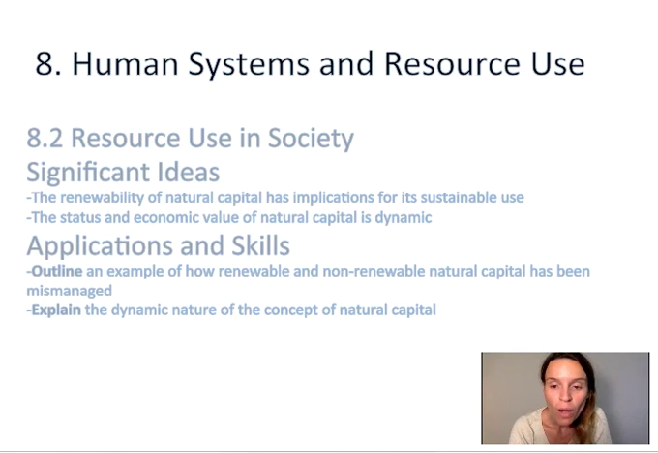Hi guys! Welcome to your next lesson in topic 8. Today we're going to talk a little bit more about resource use and why that's important for the human population of the planet. We're going to define what resources are, how we value them, and how that value can shift over time. So let's get started.